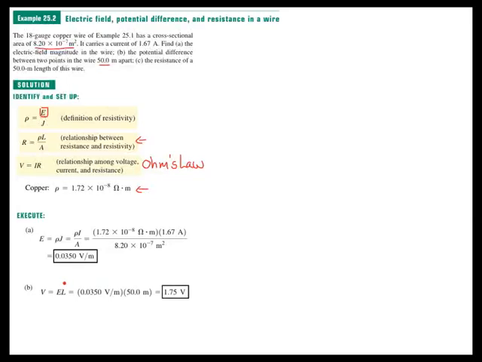The potential difference along a length of wire of length L, 50 meters, is simply the electric field times the length of the wire, and that's going to be 1.75 volts.